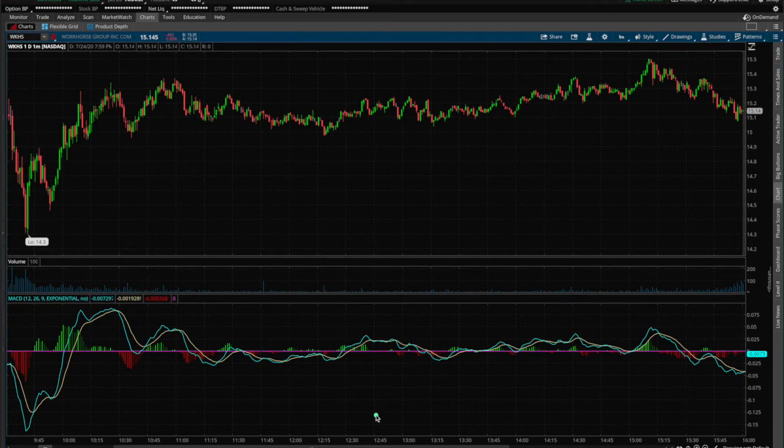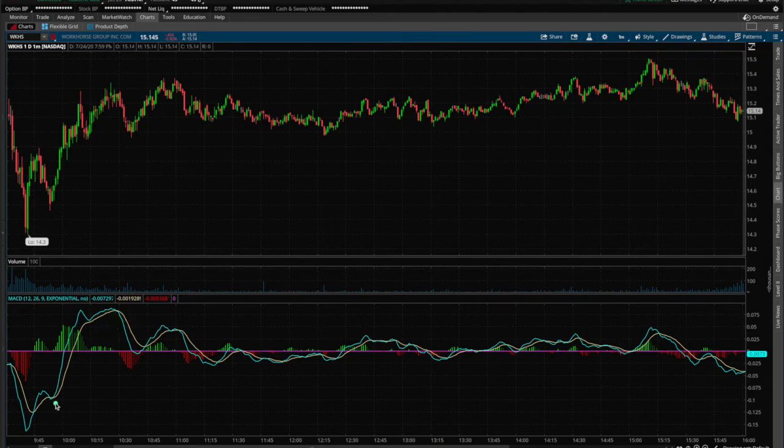Next, there is the signal line crossover or MACD crossovers. And this is where the first and faster MACD line crosses either above or below the slower MACD signal line. And you can see a few examples here where the MACD line crosses over the MACD signal line, and here where the MACD line crosses below the MACD signal line.